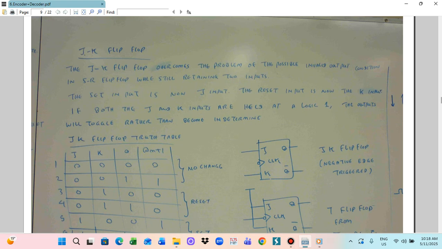So in the JK flip-flop, the output not only depends on the two inputs, set and reset, it also depends on the previous state. Qn plus 1 is the next state, Q is the previous state. So when you put the two inputs together, the output Qn plus 1 depends on the previous state. If the previous state Q is 0, then Qn plus 1 is 1.